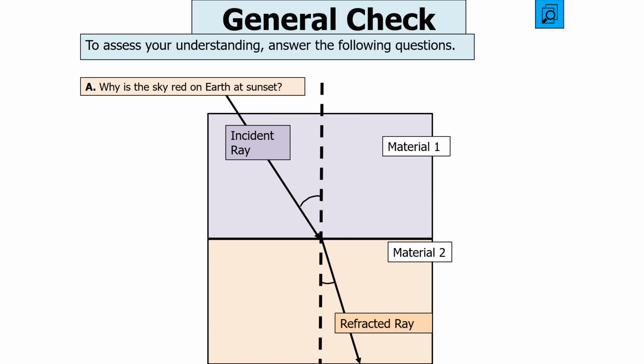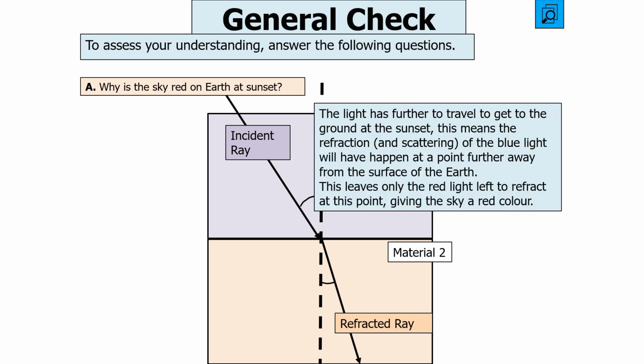Why is the sky red on Earth at sunset? Pause the video now, then unpause the video when you want to go through your answer. The light has had farther to travel to get to the ground at sunset. This means that the refraction and scattering of the blue light will have happened at a point further away from the surface of the Earth. This leaves only the red light to refract at this point, giving the sky a reddish colour.